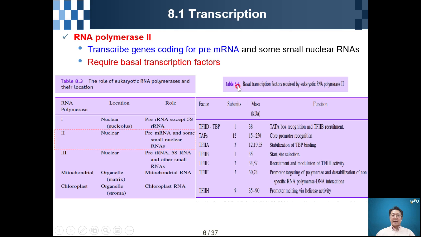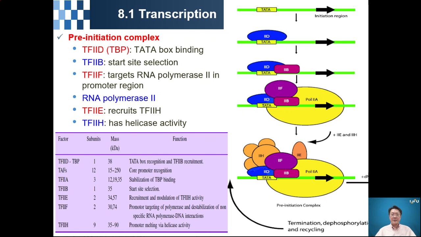Table 8.4 summarizes the basal transcription factors required by eukaryotic RNA polymerase 2. There are several factors, starting from transcription factor D, and A, B, E, F, H. We will see some detailed functions in the next slide. In this slide, I will explain the pre-initiation complex.